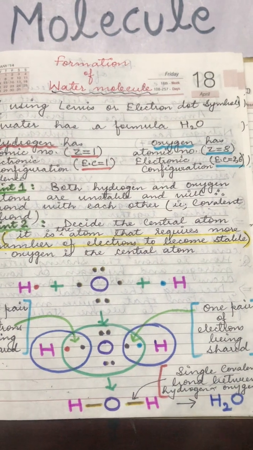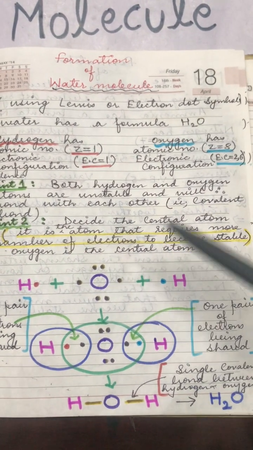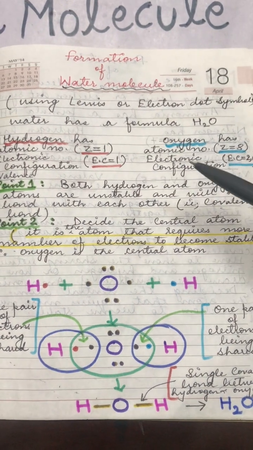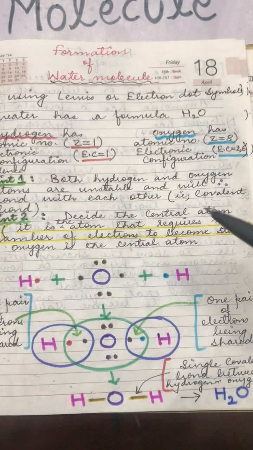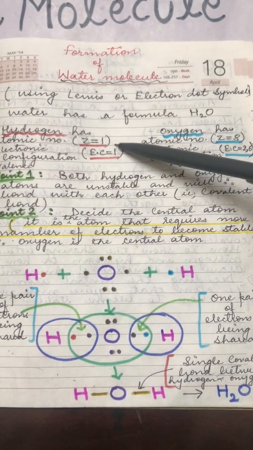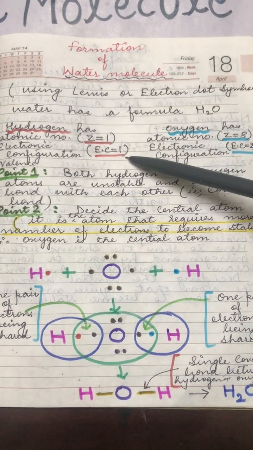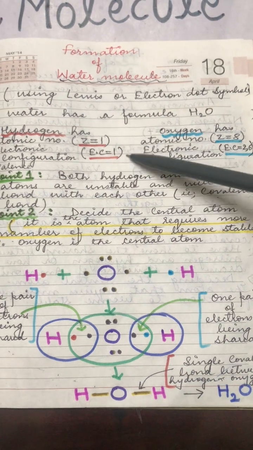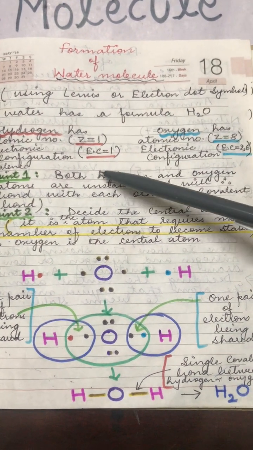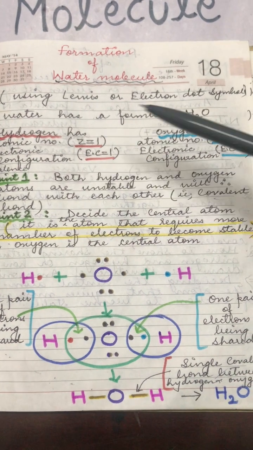Now, to understand this, we first need to know the atomic numbers of the elements hydrogen and oxygen, which together form the water molecule. Hydrogen has an atomic number, that is Z, of 1. Its electronic configuration is also 1, and it has one valence electron. Since its electronic configuration is 1, we are very clear that the number of valence electrons present in hydrogen is also 1.